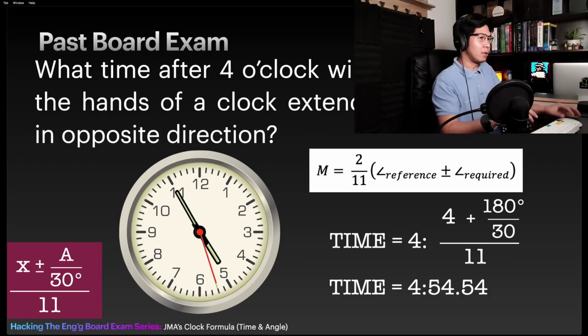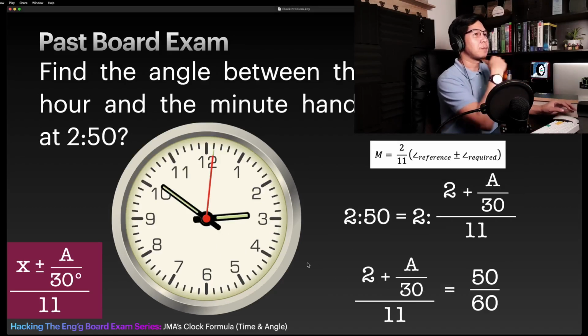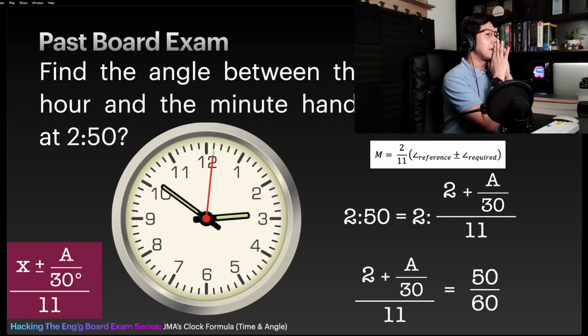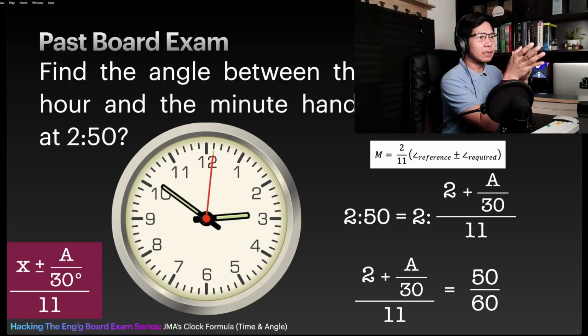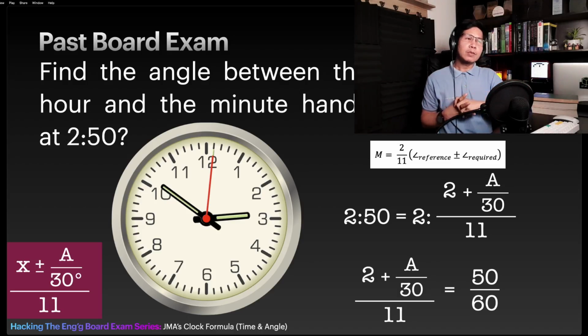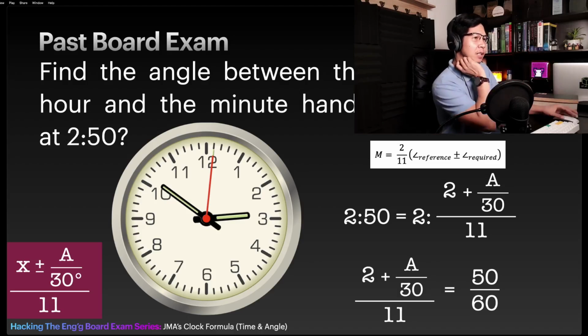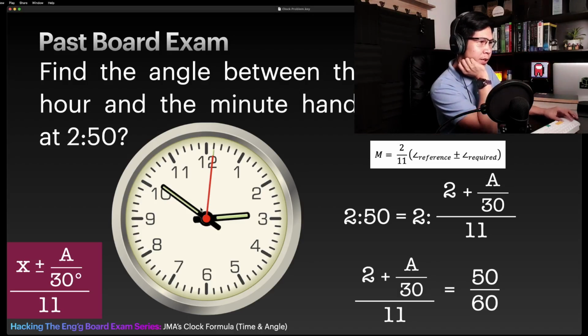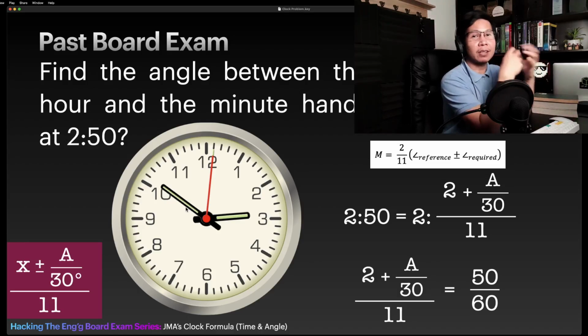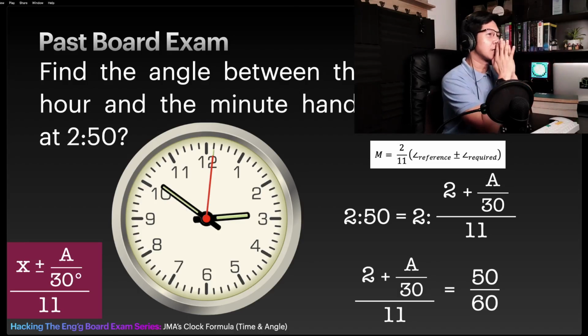Next question. Okay, let's jump sa next question. Ito naman. Find the angle between the hour hand and the minute hands at 2:50. So, pinapahanap dito, dalawang angle kasi ito eh. Pwedeng ang ibigay sa board exam is this angle here or this angle here. So, dalawa yung pwedeng sagot. Now, isolve natin siya. So, find the angle between the hour and the minute hands at 2:50.